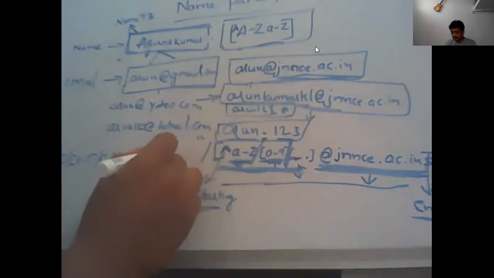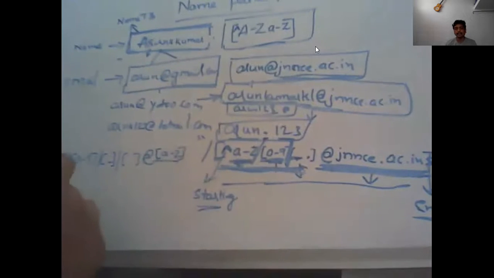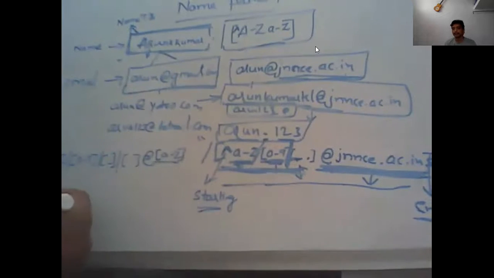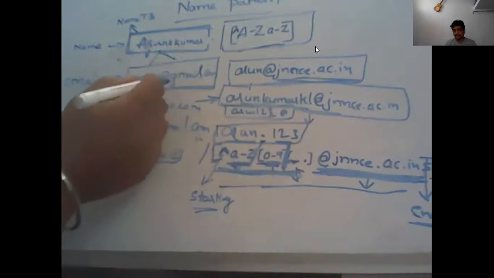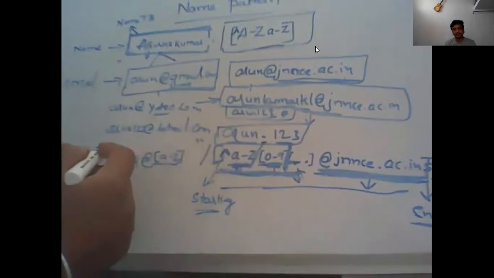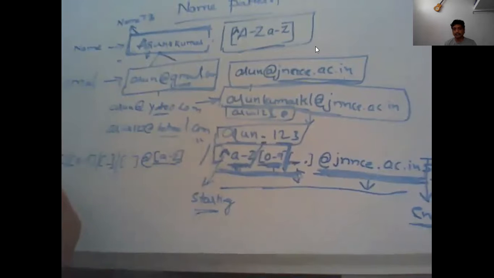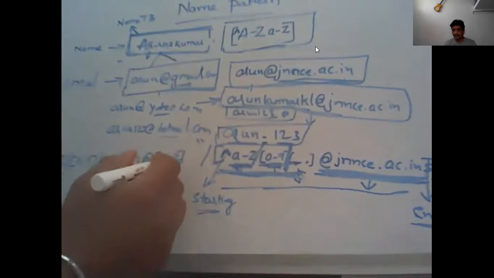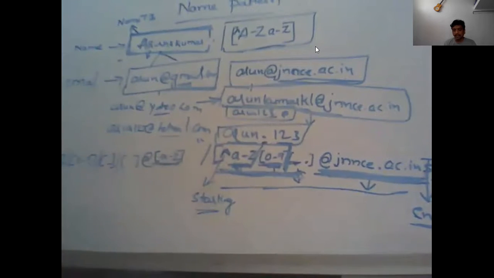Any character means A to Z, right? Any character A to Z. After that, observe this. Any character, Gmail, Yahoo, A to Z, anything can come there. Gmail, Yahoo, Hotmail, any number of them can come, right? Then A to Z is correct.